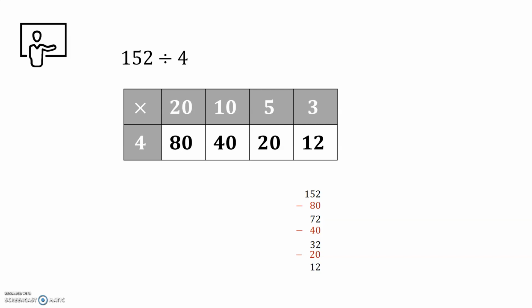So what I've done is I have purposely, in the red here, thought about and used numbers that are in the 4 times table that will help me build up the picture and get a total of 152. Therefore, 152 divided by 4 is 38 because we're adding up the top row of the grid in grey here. Okay, 20, add 10, add 5, add 3.